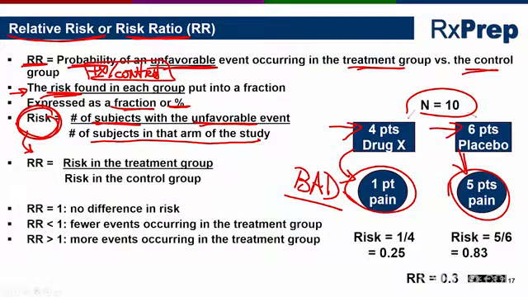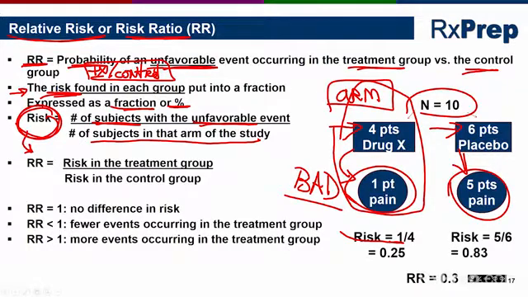Now we have to calculate the risk of pain in each of the arms. The bad thing happening is pain. So we have 1 out of 4 randomized to this arm of the trial. Remember, risk is per arm of the study. So 1 divided by 4, our risk is 0.25, or 25% risk of having pain. For the placebo, there are 6 patients in the total arm of this study, 5 in pain. The unfavorable event goes up top, and the total number of patients in that arm is 6. Divide that out, we get 0.83, or 83% of patients still having pain.